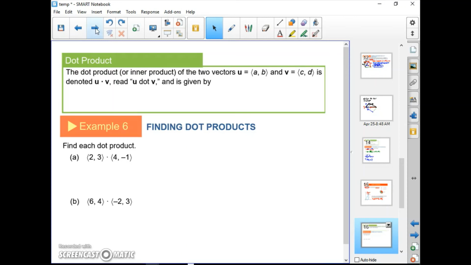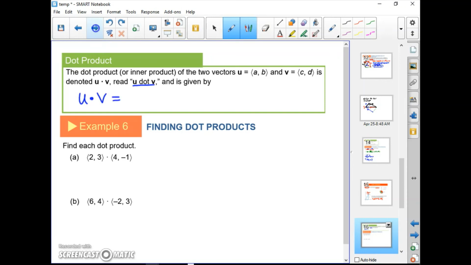Dot product. Dot product is really important. It's going to tell us some stuff about the angles between 2 vectors. Here's how you calculate it. U dot v. Now you might notice that that symbol looks an awful lot like multiplication, but it's not quite the same symbol as multiplication. Do not say u times v. You're going to say u dot v for the dot product.